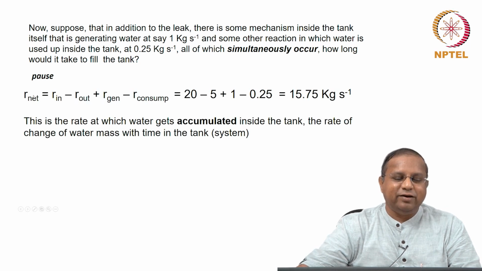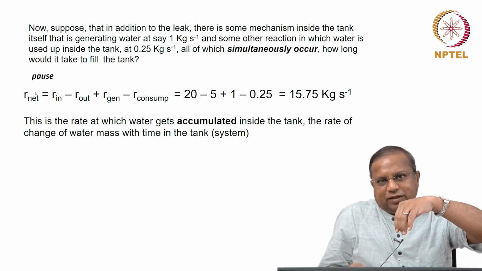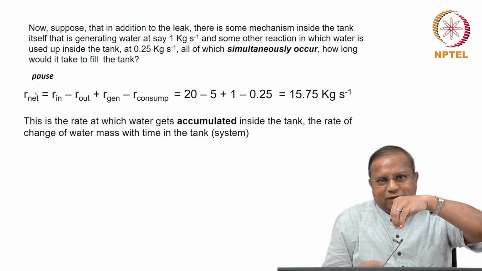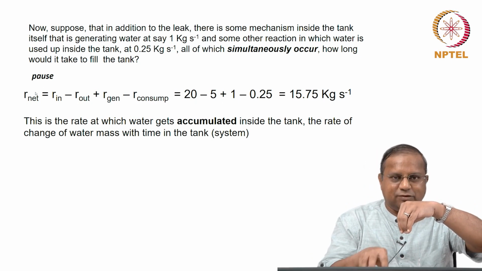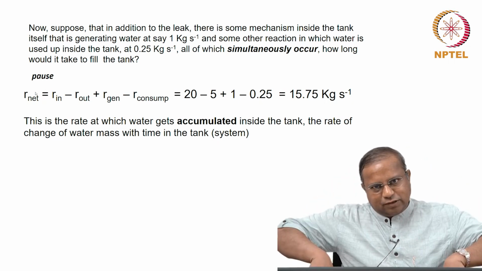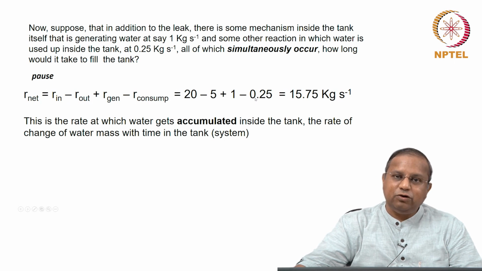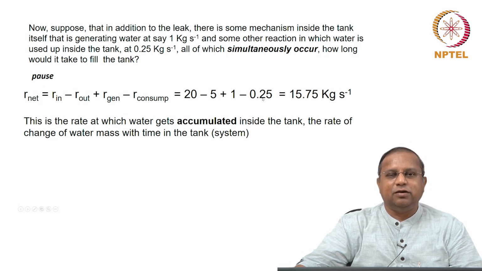If you focus on the net rate, the net rate is the rate at which it comes in, the rate at which it goes out, the rate at which it is getting consumed by a reaction, the rate at which water is being added by another reaction. So, there are two things that are adding, there are two things that are subtracting. Input and generation are adding, output and consumption are subtracting. Input rate is 20 kilogram per second, output rate is 5 kilogram per second, generation rate is 1 kilogram per second, consumption rate is 0.25 kilogram per second. So, the algebraic sum 20 minus 5 plus 1 minus 0.25 is 15.75 kilogram per second.